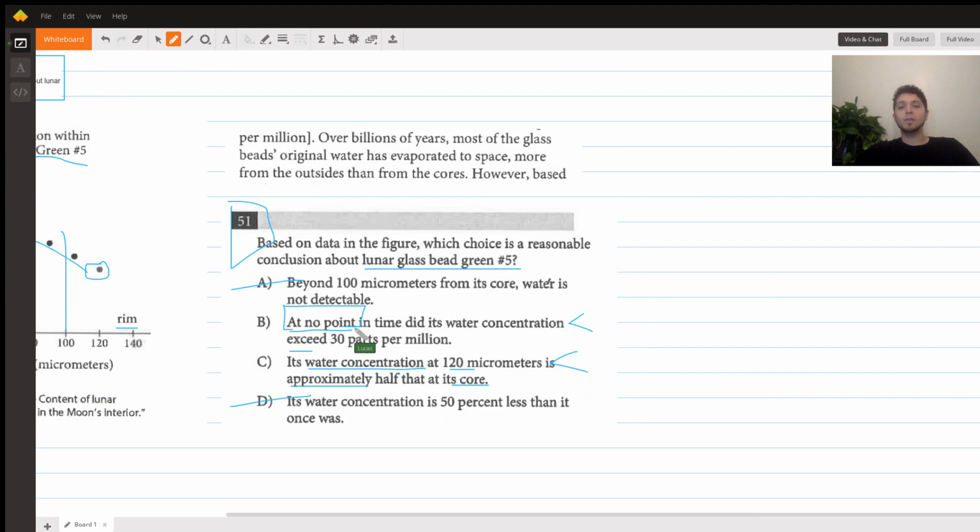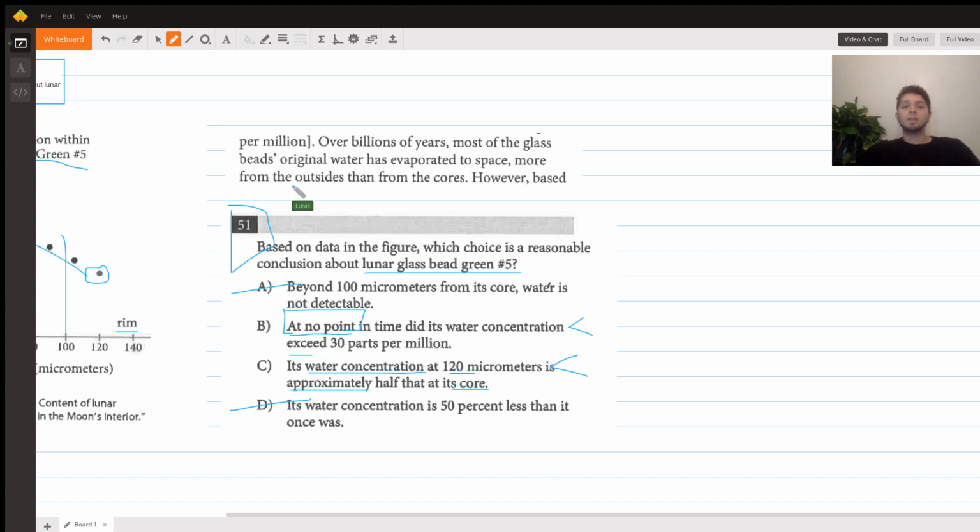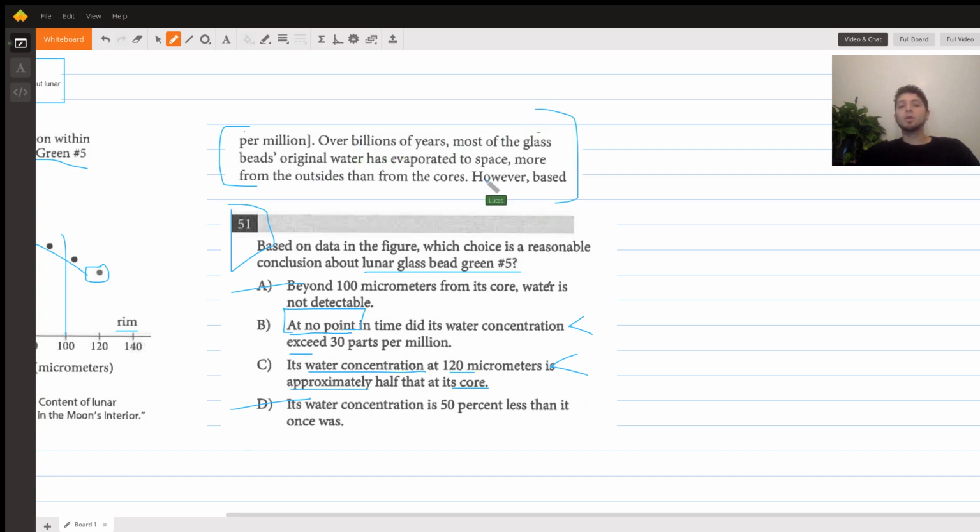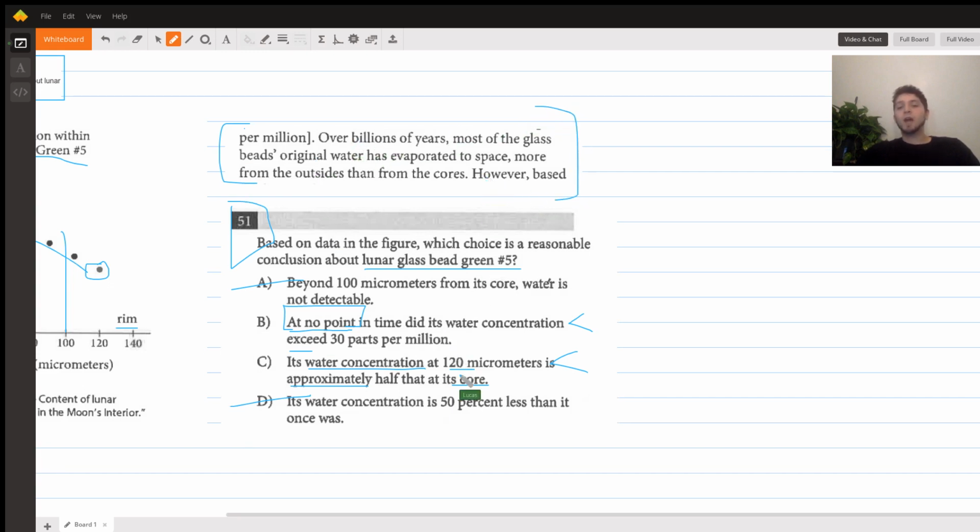So the only thing that I do end up falling on is this "at no point." Basically what it's saying is that at no point in time, so not just in this single instance that they measured the bead, but at no point in time was there ever a greater water concentration than 30 parts per million. Actually, before we even go to the text, we don't even need it. I would feel confident just choosing C over B, based on the fact that C is more general and B is too strong. So one of them has to be wrong, one of them has to be right. I'm going to go with the more general option almost every time.